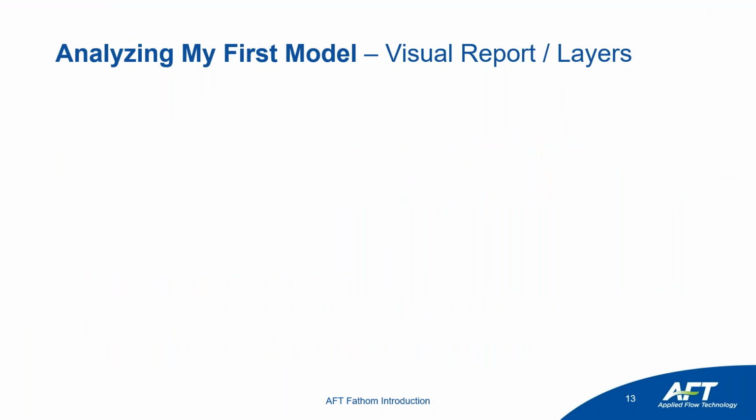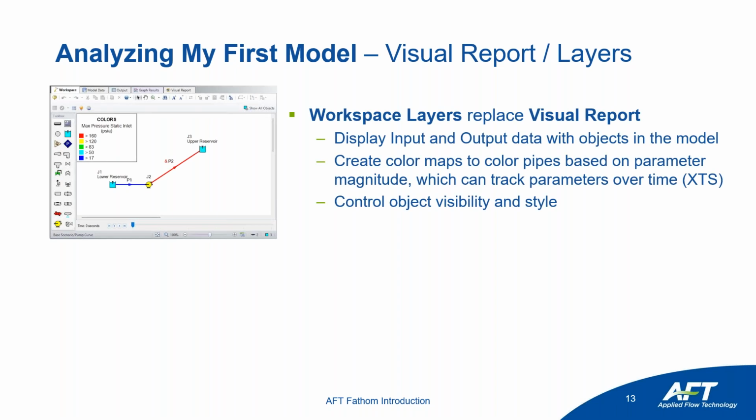The last piece of analysis that we'll touch on in terms of the primary windows within our application is visual report, which is now becoming layers or workspace layers. So if you're using Fathom 12 or earlier, you would still be using the visual report, but all of those capabilities have now been folded into workspace layers. This provides us a way to display input or output data near all of the objects within the model. You can also create color maps that will color your piping to reflect the output. For example, here on the left, we're coloring based on the max static pressure, where we see much higher pressure in P2 than we do in P1.